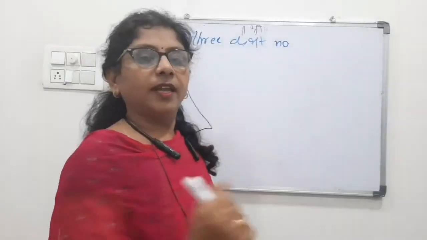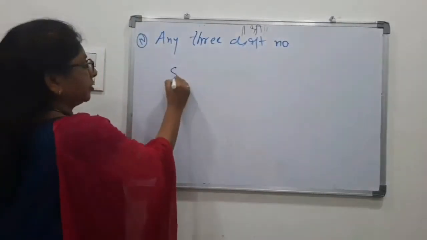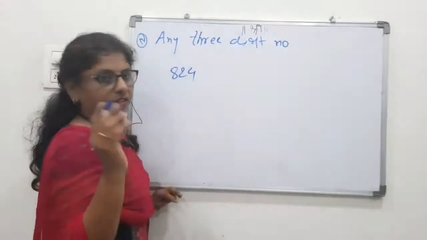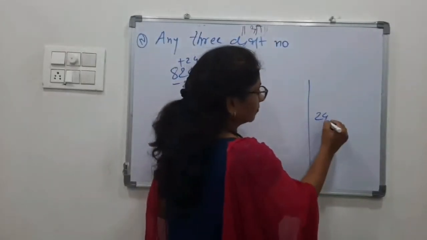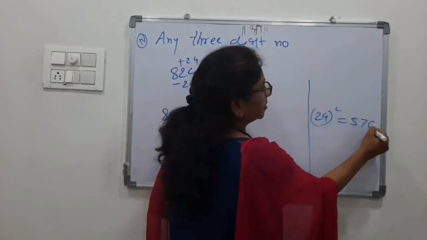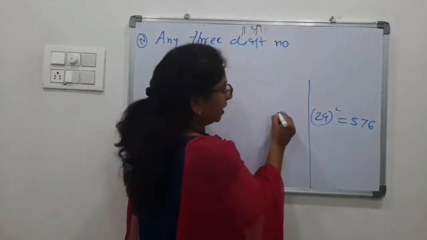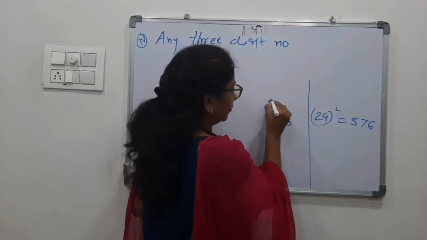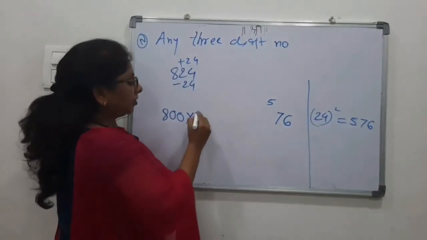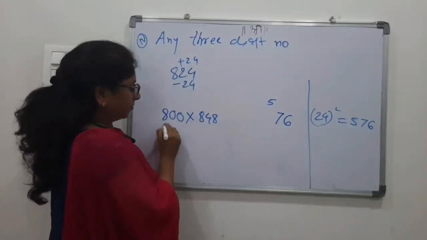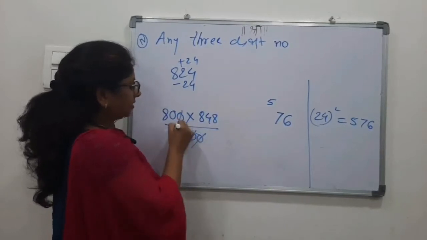Okay. Next number we will take 824. Okay, 824. So which multiple of 100 is near to 824? 800. So subtract 24, add 24. What is the square of 24? 576. Okay, for our answer take only last two digits and keep 5 for carry. Okay, then if we add here 24, then we get 848.